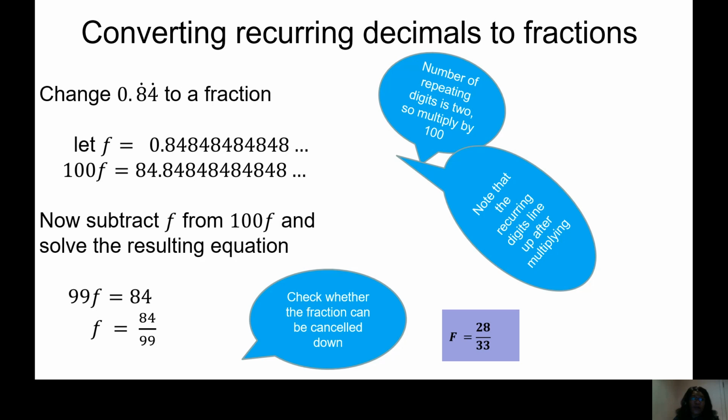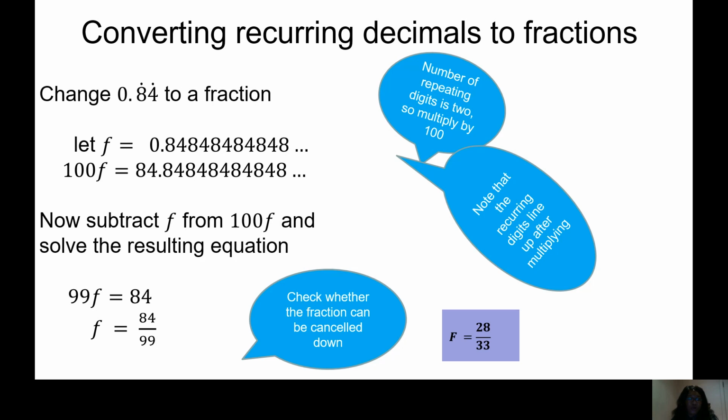So 0.84 recurring to a fraction. We say let the fraction be f, equals 0.848484. Because there are two numbers recurring, you have to multiply both sides by 100. So you get 100f equals 84.848484. Now you have two simultaneous equations, which you can solve by subtracting equation 1 from equation 2. That leaves you with 99f equals 84. So f will be 84 over 99.